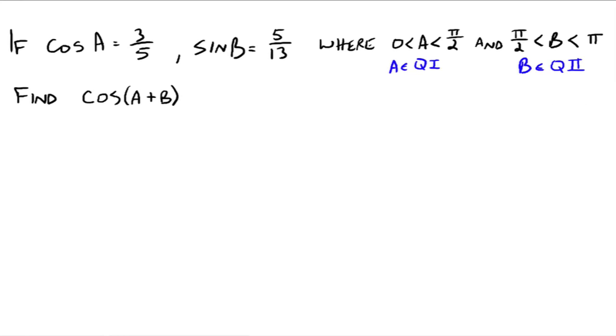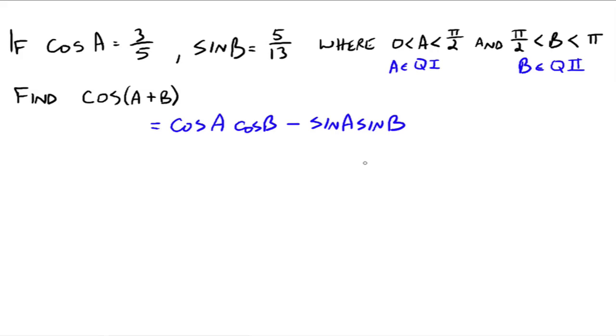All right, so now we want to find the cosine of A plus B. Well, from the identity of the cosine of the sum of two angles, we know that this goes to the cosine of the first angle times the cosine of the second angle, and then since this is a plus, it's the opposite sign, right? And then the sine of the first angle times the sine of the second angle.